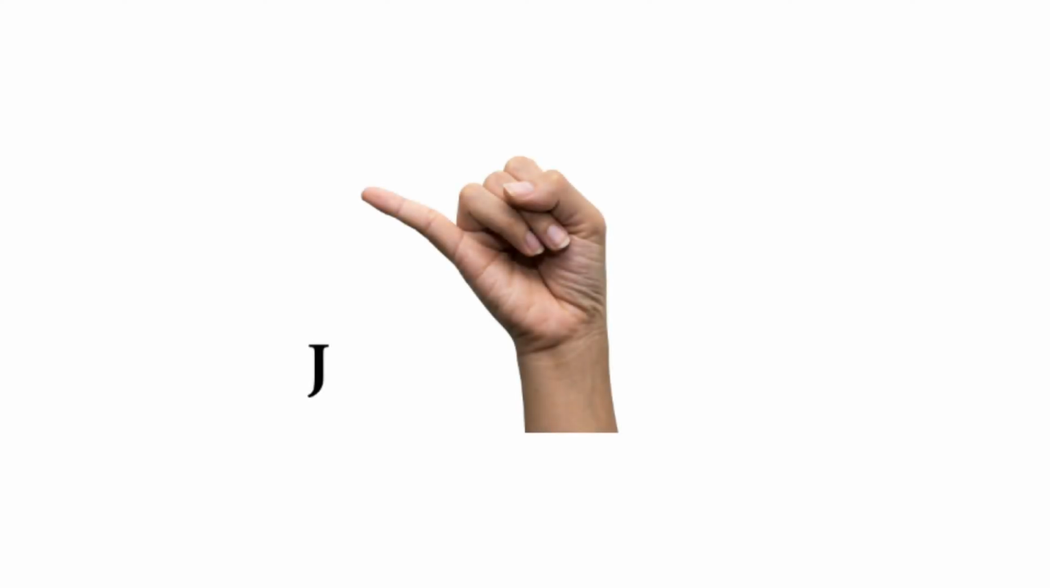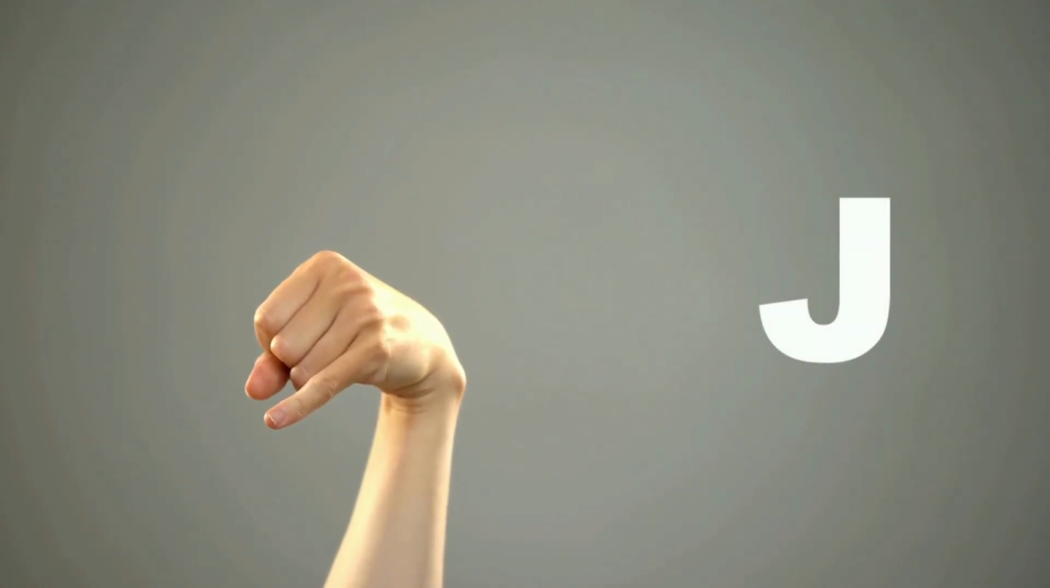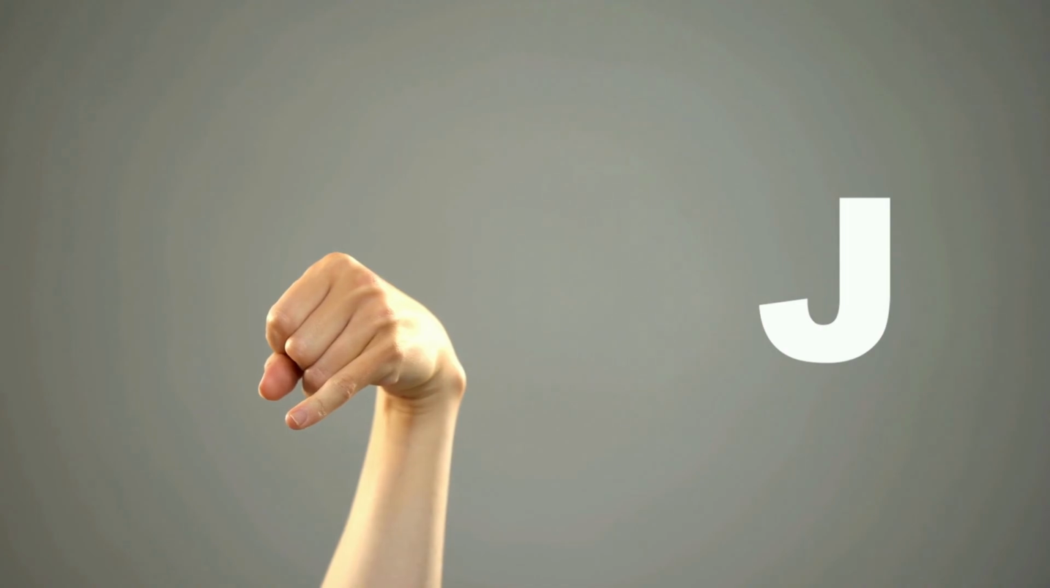To make the letter J, you are going to curl your fingers, but leave your pinky sticking out, and you are going to imagine that you are drawing the letter J with your pinky. Let's take another look at the letter J. Pinky is sticking out, bring it down, and then swoop it down to draw the letter J.